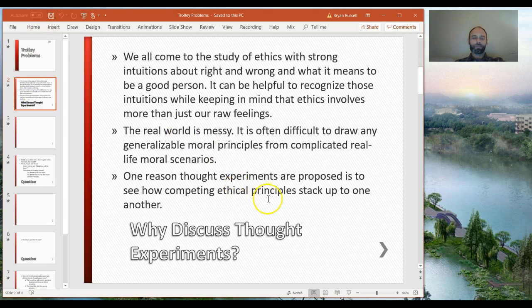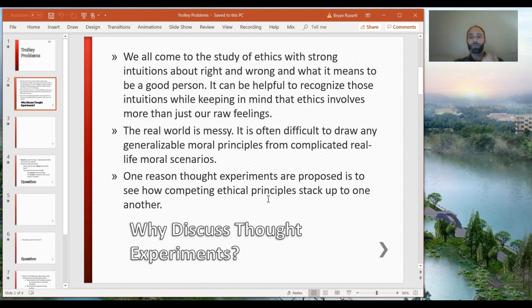So first, let's talk about why we discuss thought experiments, especially in philosophy in general, but especially in ethics. So first, we all come to the study of ethics with strong intuitions about right and wrong and what it means to be a good person. It's kind of fun to teach ethics for that reason. It's unlike teaching algebra or something like that, where you don't come with strong intuitions about the issues, or some weird metaphysics, or discussion about what it means to know something. Your intuitions might not be as strong there.